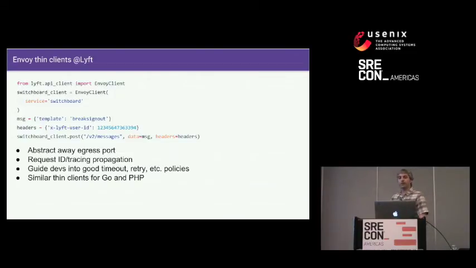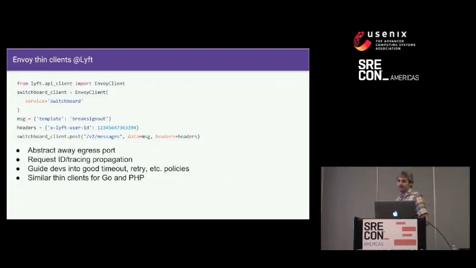So what we've ended up doing is we have these thin clients. Here's an example of a Python thin client. This is a Python service calling a service called Switchboard. What you're seeing here is that from the user perspective, they instantiate this Envoy client, they call the service Switchboard, they pass some different parameters, and then they end up actually getting their response.